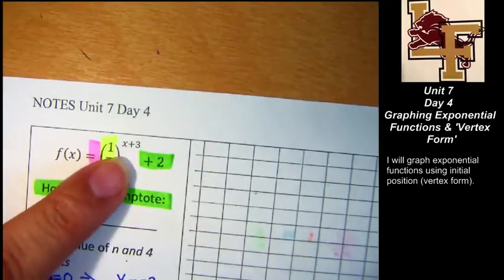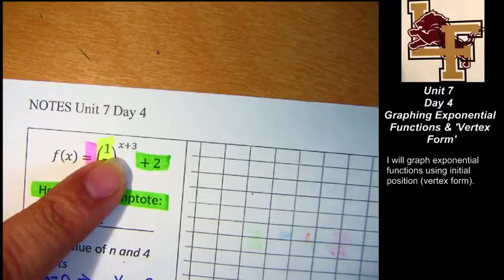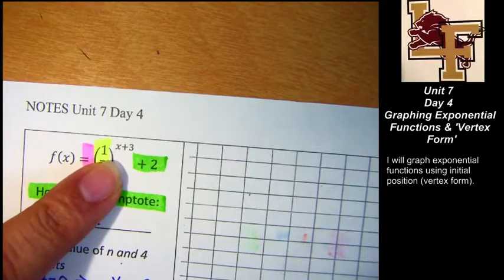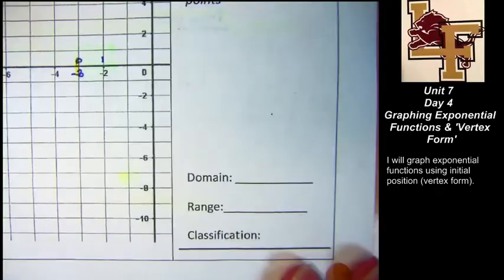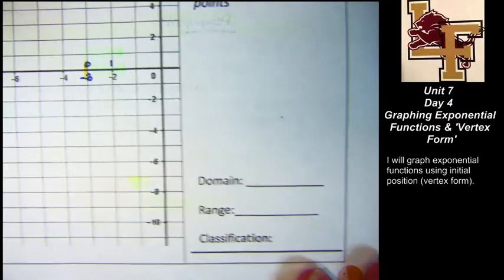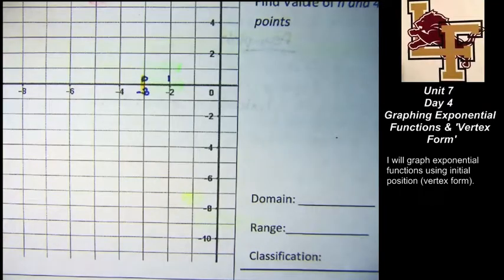Take a look at your exponent. Your exponent is x plus 3. If x is -2, this reads -2 plus 3, and -2 plus 3 is exactly what we said. Now if I start at 0 and I move to the left 1, what exponent do I expect to be at?